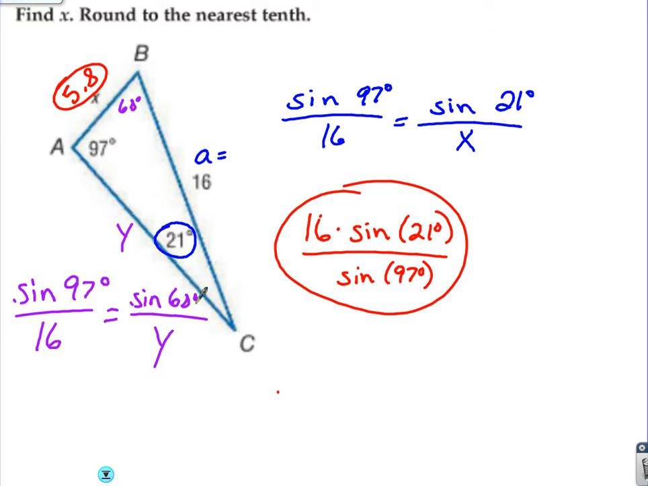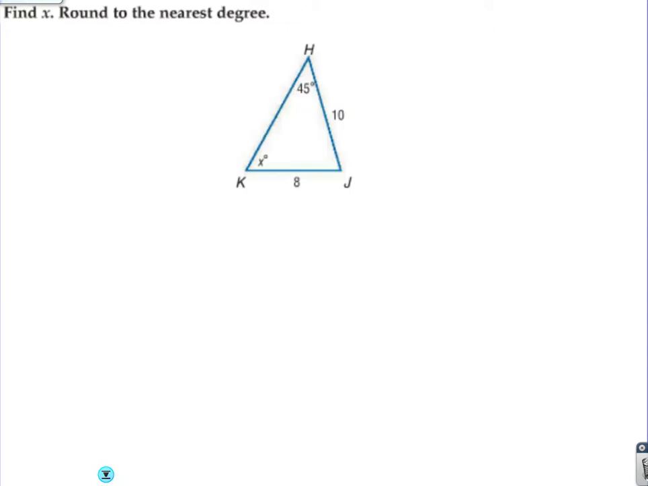Could I use the Pythagorean theorem to find out what the other side is equal to? No. Why not? It's not a right triangle. But I'd be close. 97 degrees, that's not too far off from a right triangle, but you can't. You can only use the Pythagorean theorem on a right triangle.